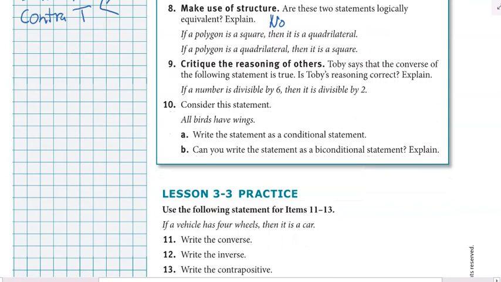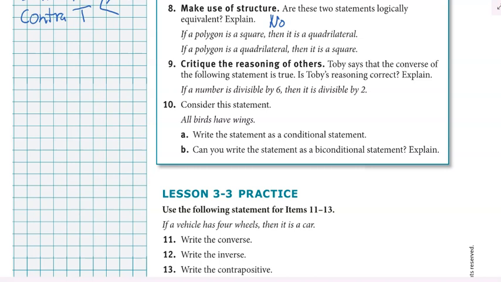For number 9, Toby says that the converse of the following statement is true. Is Toby's reasoning correct? Explain. If a number is divisible by 6, then it is divisible by 2. Okay, that original statement is true, because numbers divisible by 6, like 6, 12, 18, 24, are all divisible by 2. But the converse would switch the hypothesis and conclusion, and would say, if a number is divisible by 2, then it is also divisible by 6.